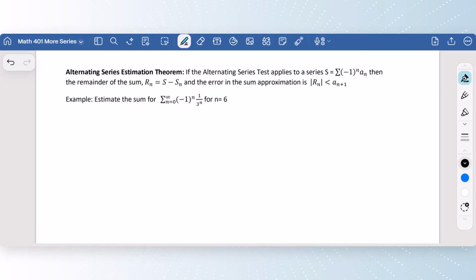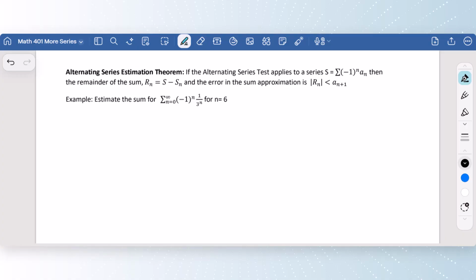So we can estimate a sum if it's an alternating series. We can also do it for the integral test. I didn't mention that when we did the integral test, so I'll mention it at the end of this. So if the alternating series test applies and we get a series that converges, then the remainder of the sum, which becomes the error of the sum approximation, satisfies the absolute value of Rn is less than a sub n plus 1, so less than the next term.